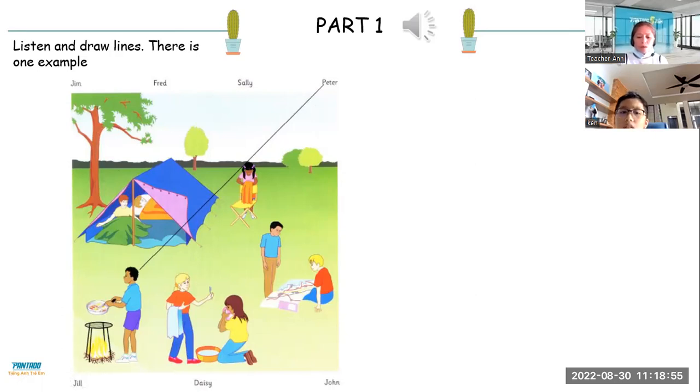Hello. Where's Peter? Can you see him? He's wearing a blue t-shirt. Is he cooking? That's right. He's cooking sausages and eggs for breakfast. Mmm. I'm hungry. Can you see the line? This is an example. Now you listen and draw lines.